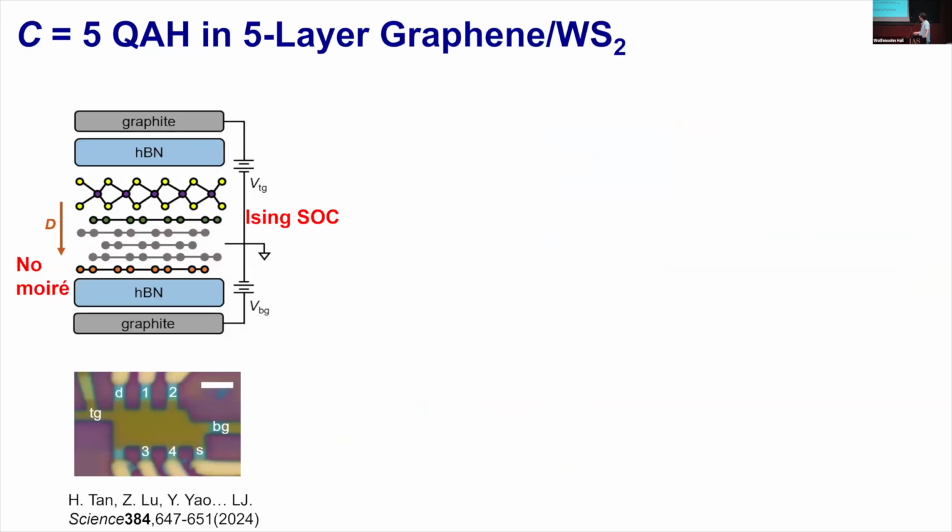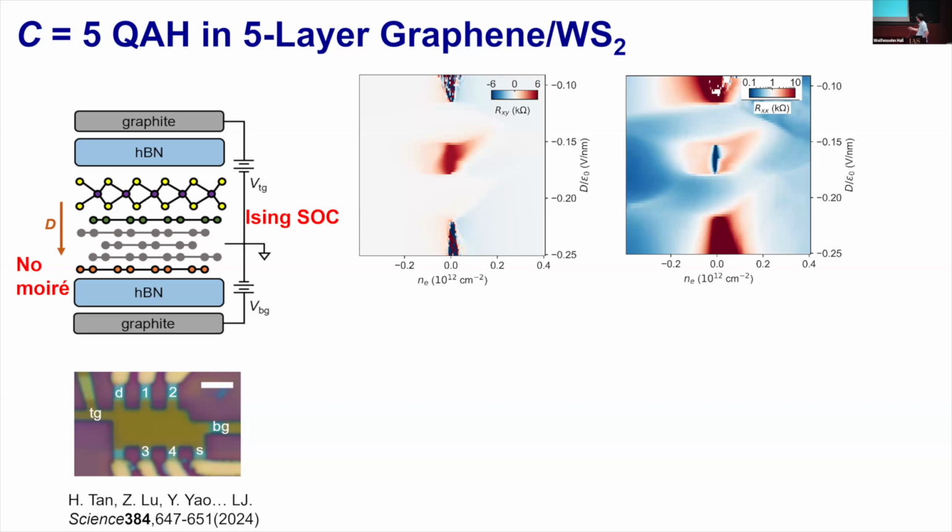And eventually, we figured out a way, which is to borrow some spin-orbit coupling from the neighboring WSe2 layer. WSe2 is a semiconductor TMD. It has very strong spin-orbit coupling. So when you put it next to the 5-layer rhombohedral graphene, the electrons in graphene can experience that spin-orbit coupling, and that turns out to be the key ingredient to stabilize the C equals 5 state at 0 magnetic field. Okay, first let me show you the data.